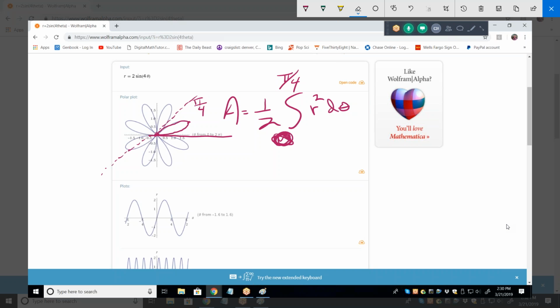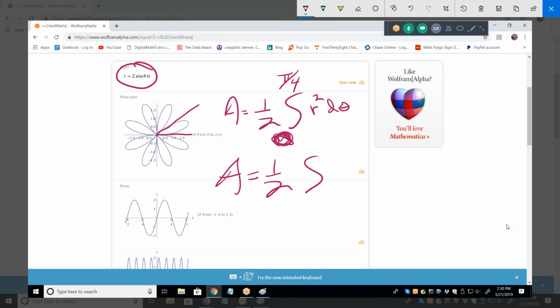And what that means, just in case you're still not quite up on polar, is that I'm going to start there and I'm going to rotate it to there. And I'm going to get the area by inputting that, squaring it. So the area should be 1/2 the integral from 0 to pi over 4 of 2 sine of 4 theta squared d theta.